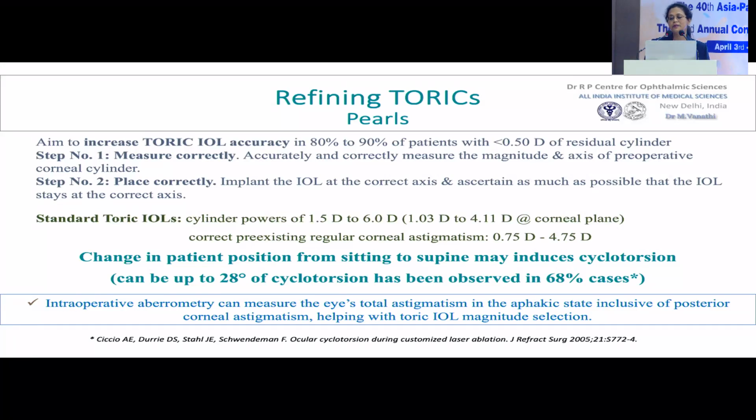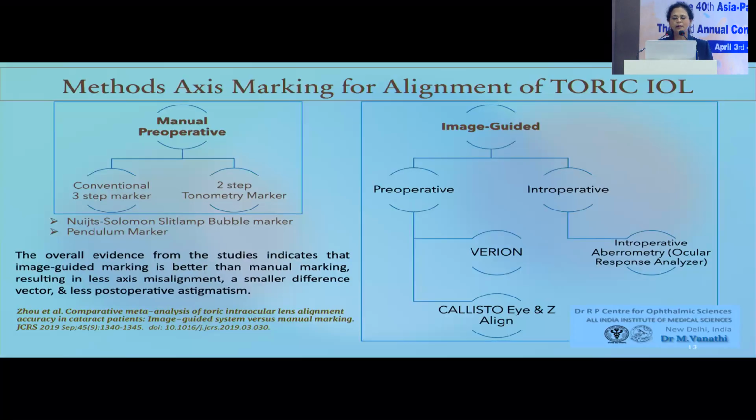So that's an aspect which you need to look at, and this is going to alter the preciseness of your toric implantation here. Hence you have devices which help you gauge the astigmatism intraoperatively as well, or image guided devices which have come in preoperatively as well to enhance your results in the quantum of astigmatism estimation here, and translating it onto the patient irrespective of the position the patient is in.